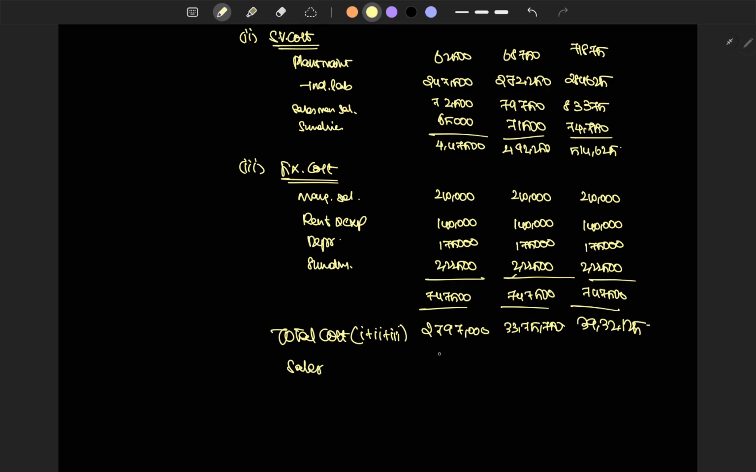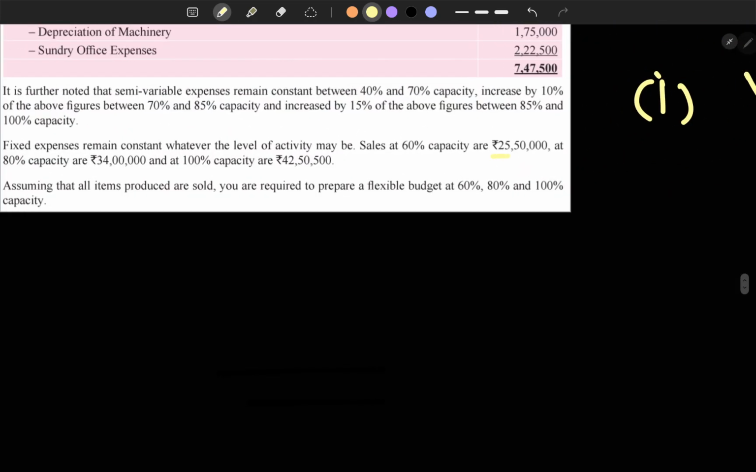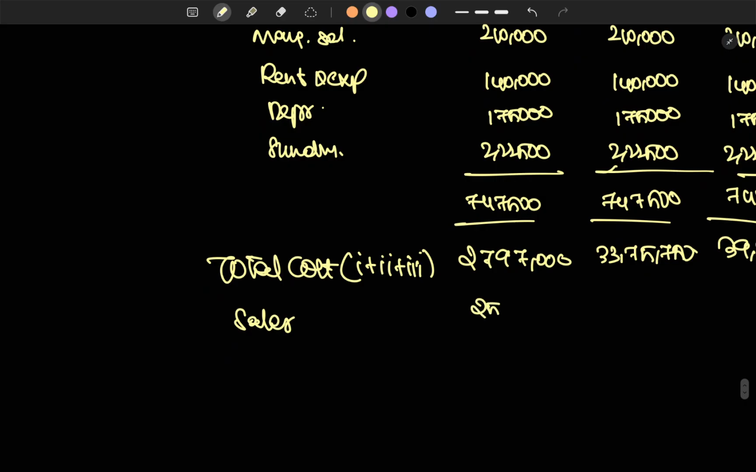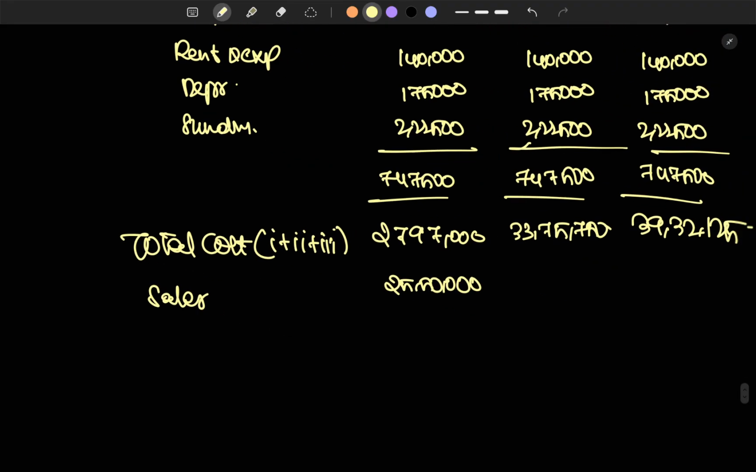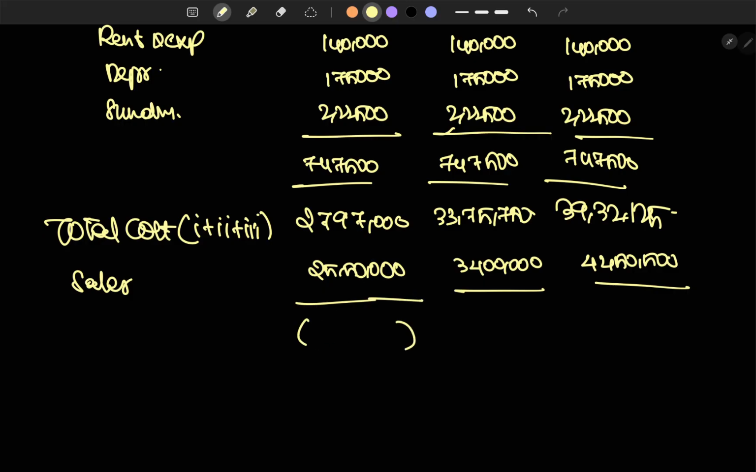Okay, now we have a sales figure. What's the sales figure? Just given in the question: 25 lakh 50,000, 34 lakh, and then 42 lakh 50,500. Okay, sales value is lesser, so loss. Then sales value is greater, so profit. Okay, profit or loss.